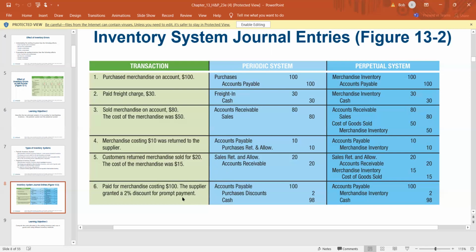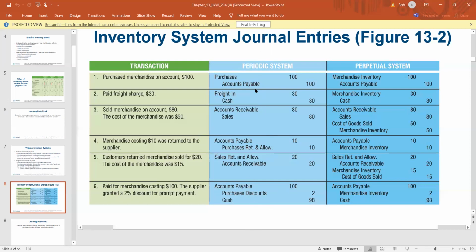And now we're making the payment, and we took a 2% discount. Okay, so we settled $100 worth of accounts payable, and we get to credit cash, 98 and $2 difference for the purchase discount. So this is kind of what we've learned already, and we've gone through this.